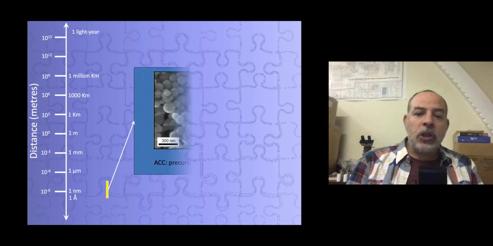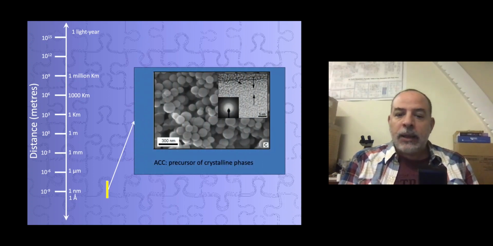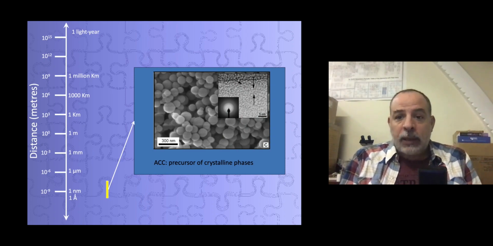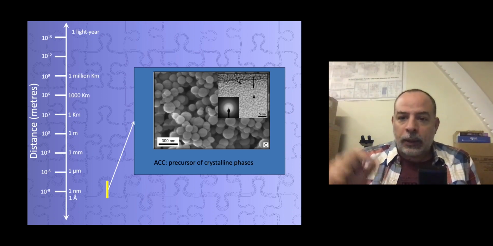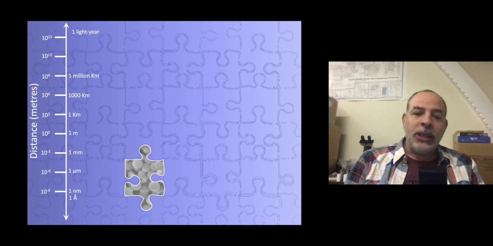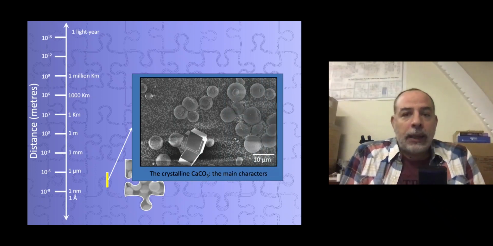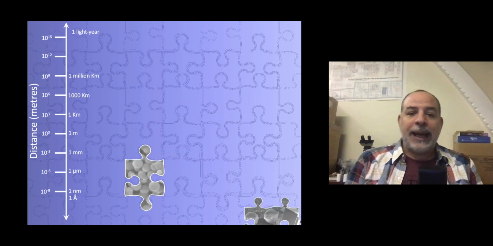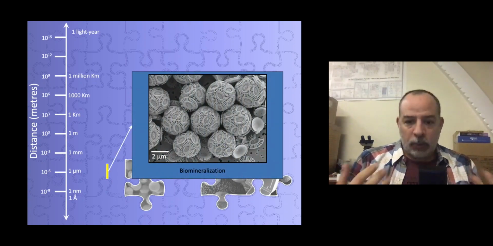So at the nanoscale, you can find calcium carbonate usually as amorphous calcium carbonates. These are precursors of crystalline phases, and these carbonates are metastable. Sometimes they can have ordered domains that have sizes of a few angstroms, but they transform into crystalline carbonates, the minerals that you know, like calcite, vaterite, aragonite, dolomite. These carbonates are like the main characters. They are the building blocks of biomineralisation.